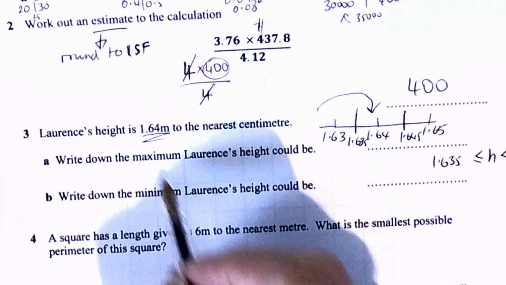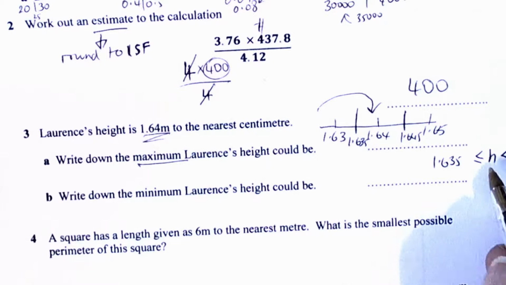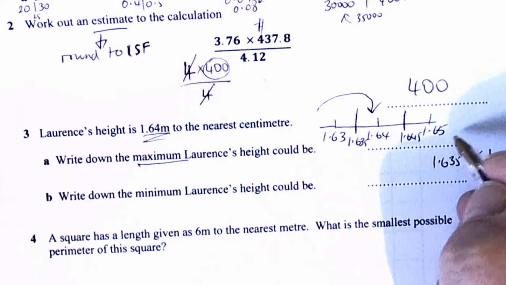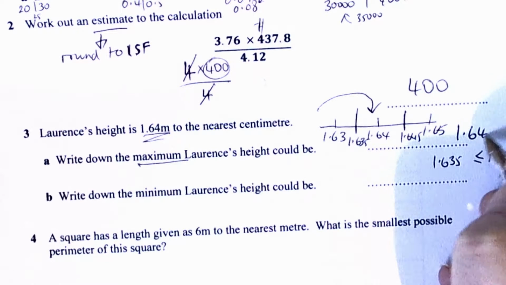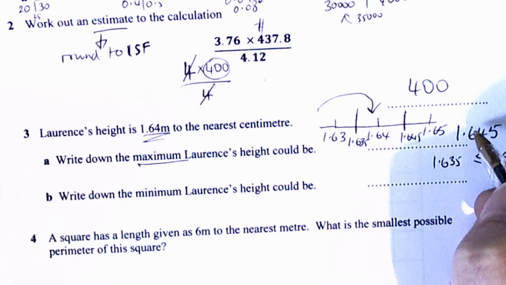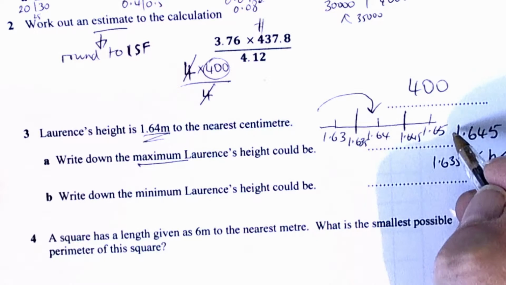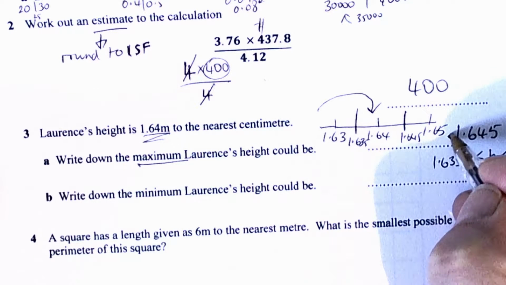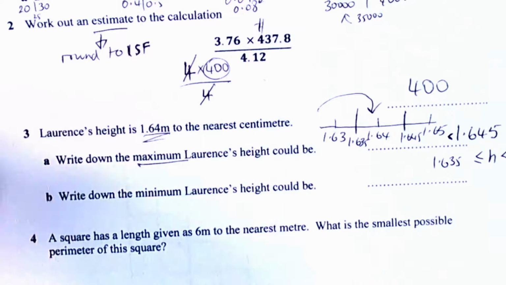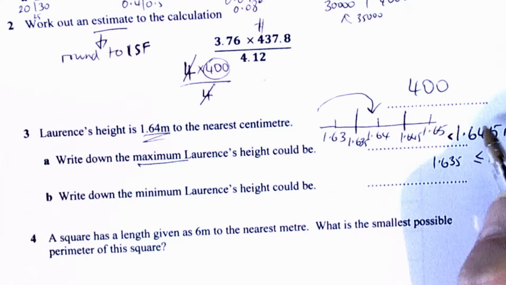And then we look at the question. It says what's the maximum height? Well, although it says less than 1.645 is the maximum, it is an interval and it is a boundary. So we do write down 1.645 as the maximum height it could actually be. If we want to be technically accurate, then we should put less than in front of there, but it is a boundary, so it's 1.645 meters.